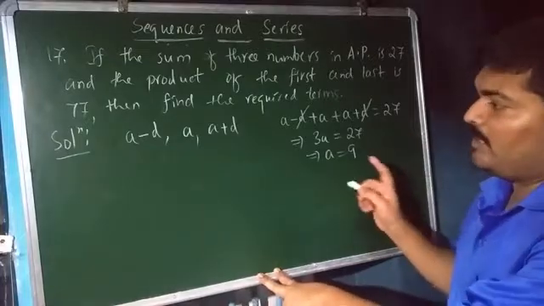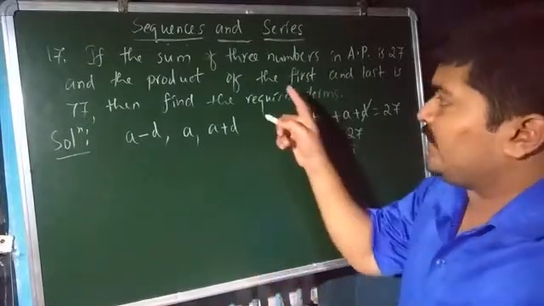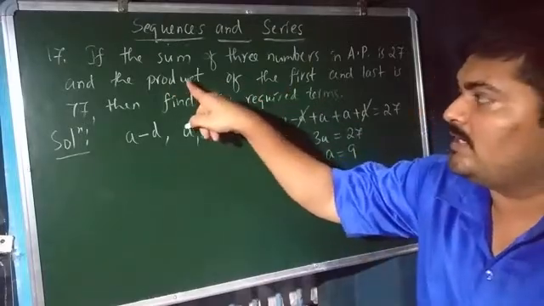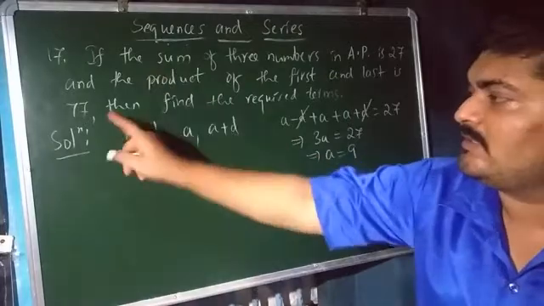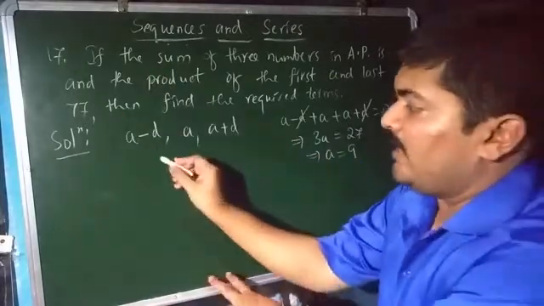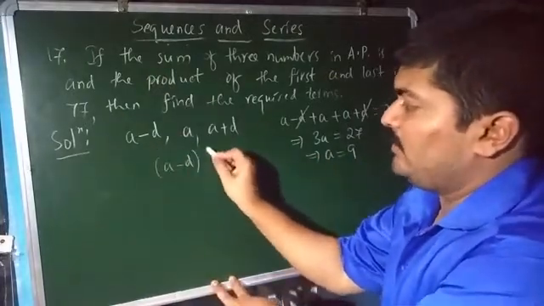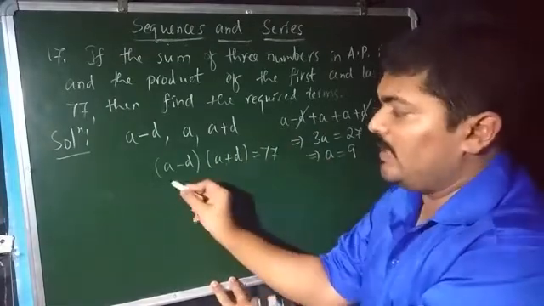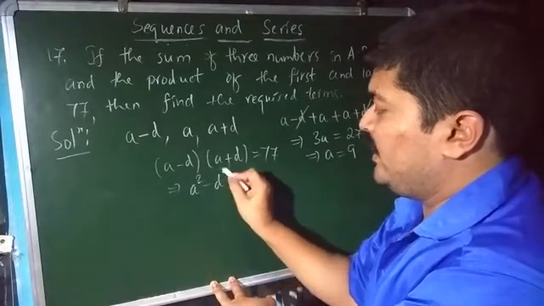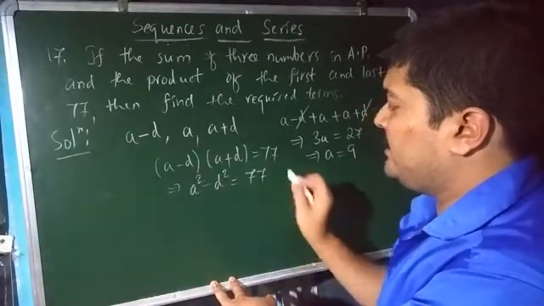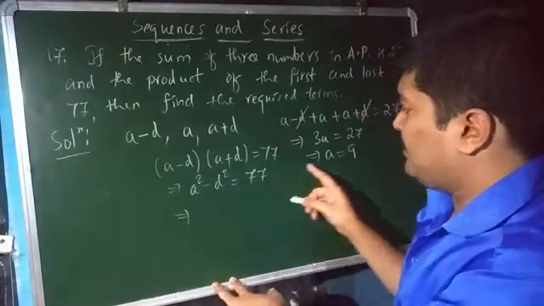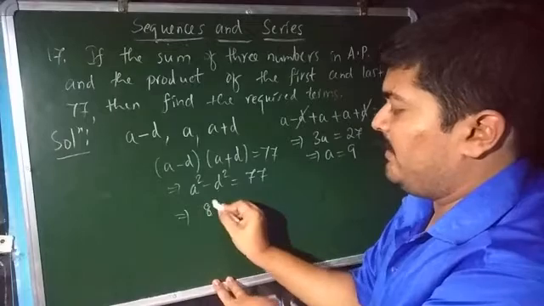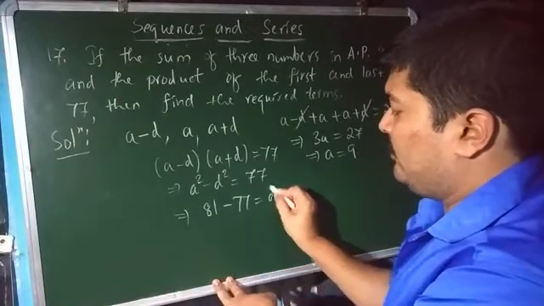I hope all of you understood up to here. Next condition, to find the value of D, your task is to utilize this condition, that is, the product of the first and the last is 77. That is equal to A square minus D square, which is once again 77. Now you have the value of A as equal to 9, isn't it? 9 square, that is 81, minus 77 is equal to D square.